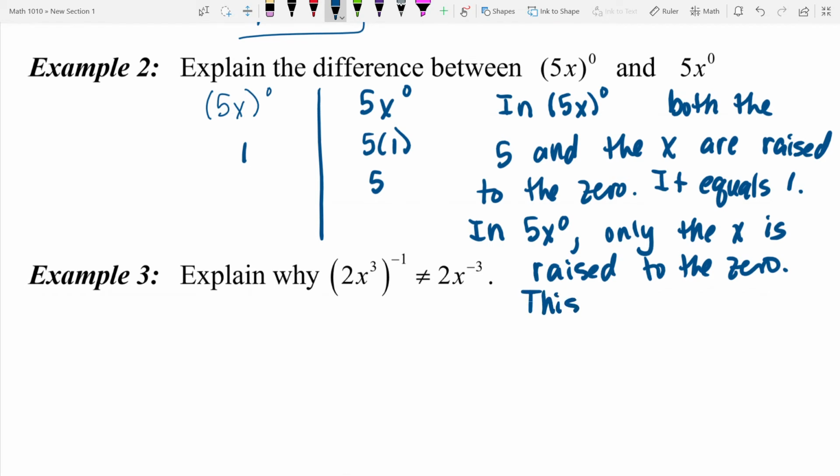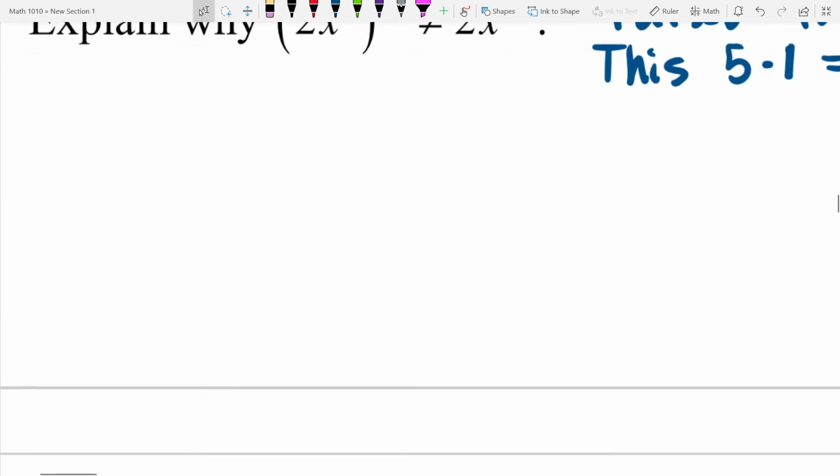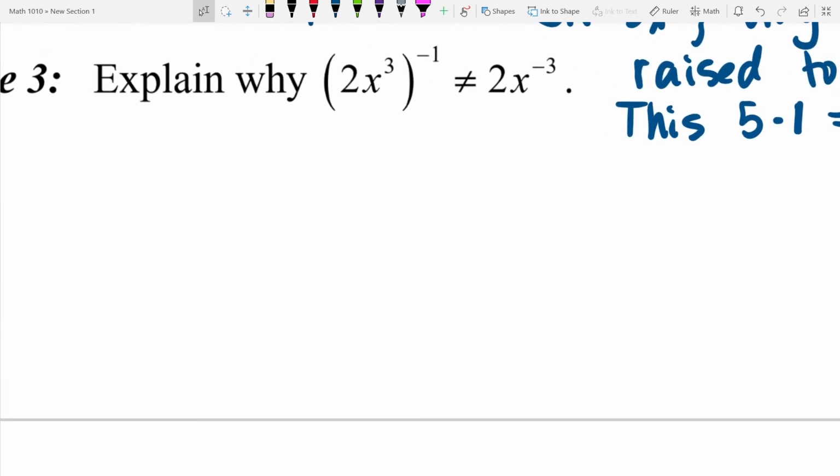This is 5 times 1, which is equal to 5. Perfect. They'll love that. Who says gotcha? Let's see. Okay, good. Explain why these two things are not equal.